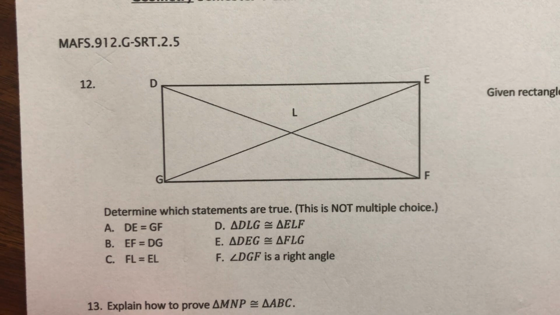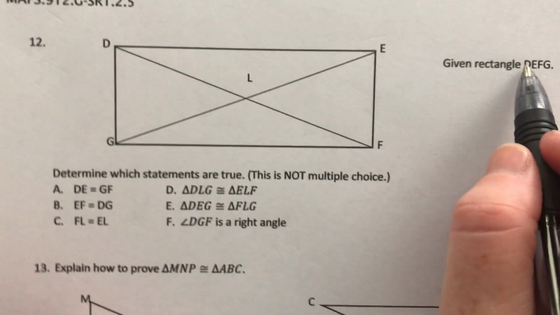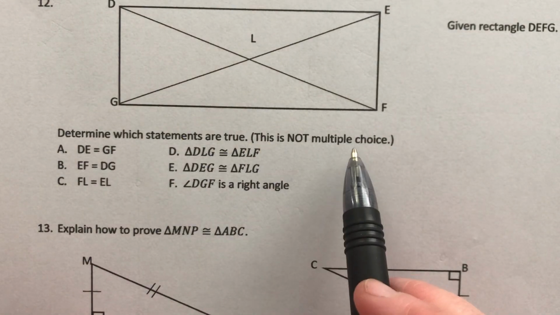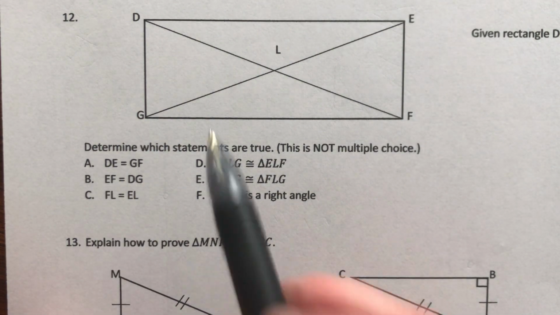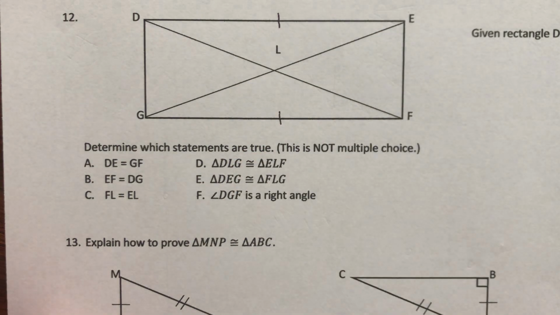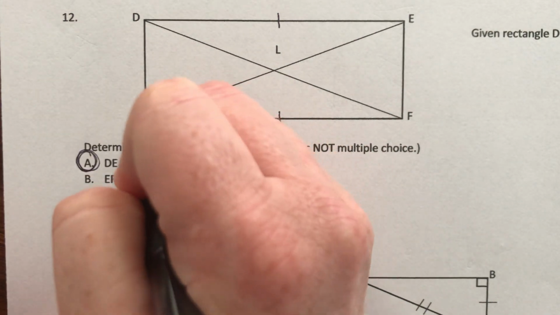All right, number 12. We have a rectangle here. Given rectangle DEFG, so we can apply all the rules of rectangles. Determine which statements are true. This is not multiple choice. A, DE and GF are equal. Is it true that this side's congruent to this side? Yes, in a rectangle, opposite sides are parallel and congruent, so yes, that is true.